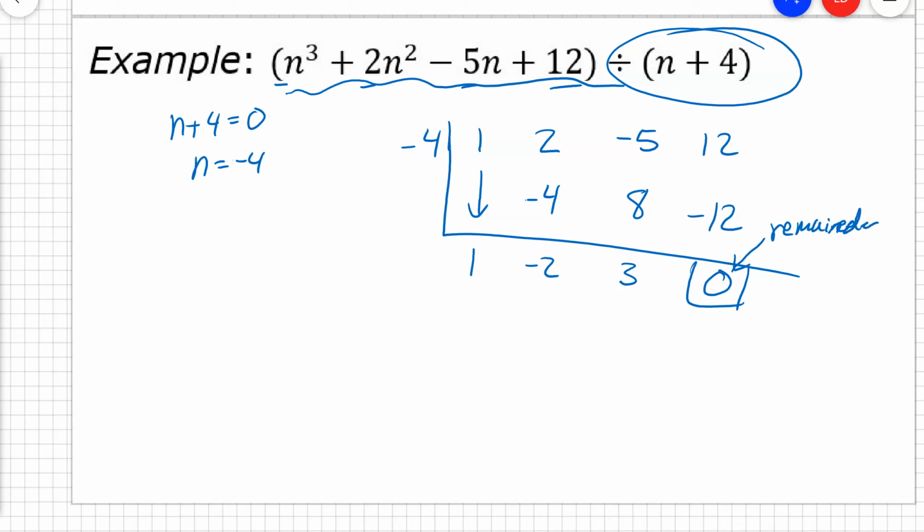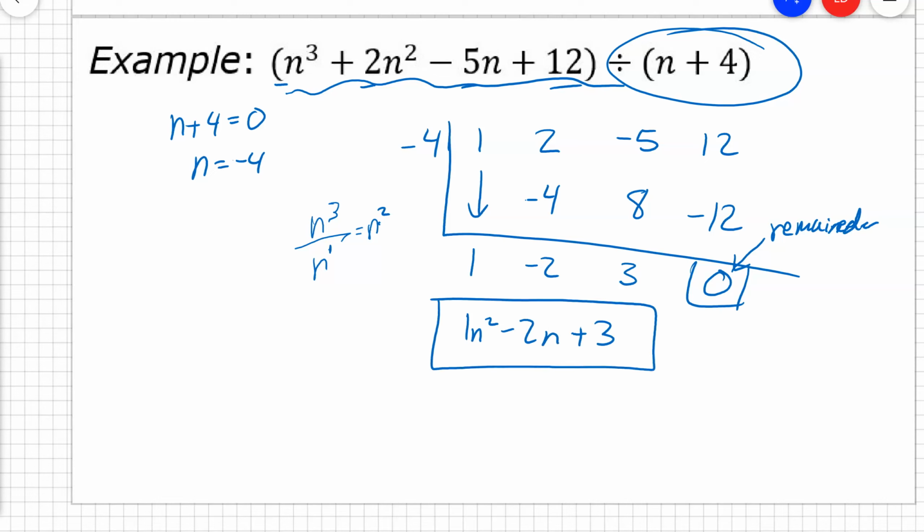Now remember, for the first step, we have n to the third divided by n to the first power, which would be n squared. So when I bring that down, that's 1n squared minus 2n plus 3 with a 0 remainder. This is going to be the polynomial once we divide out, or factor out, n plus 4.